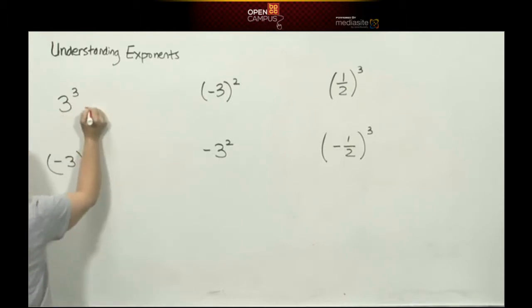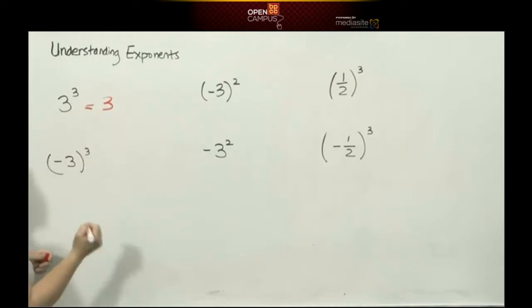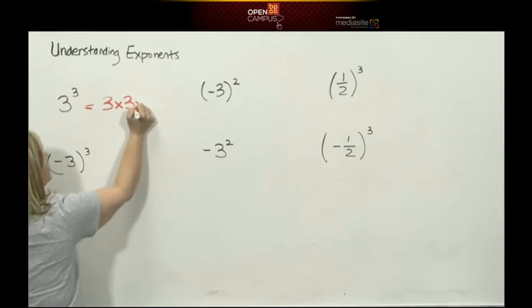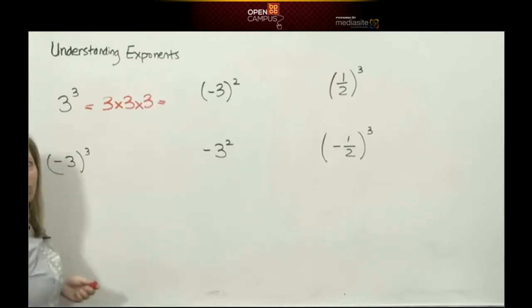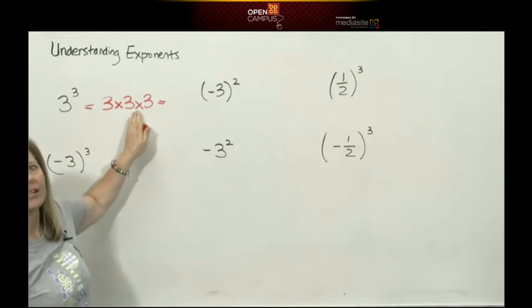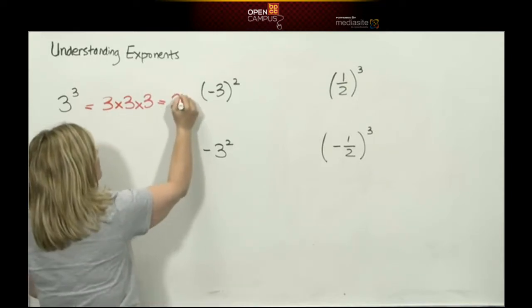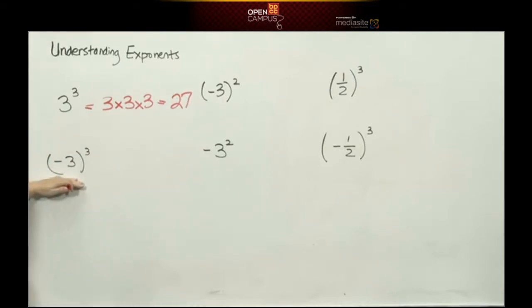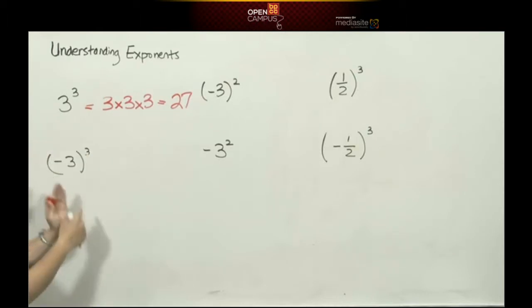So we take our base 3, and we're going to multiply it 3 times. So we'd write 3 times 3 times 3, and then we'd work it out. We would calculate 3 times 3 is 9, 9 times 3 is 27. Make sense? Great.